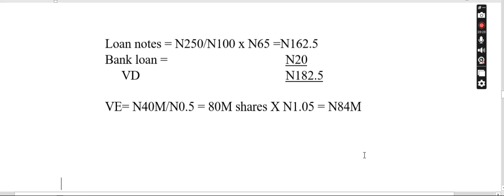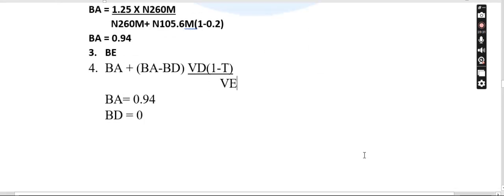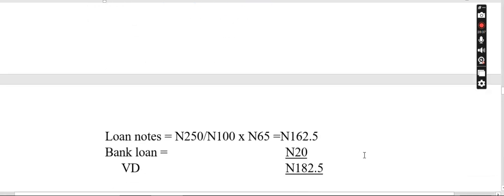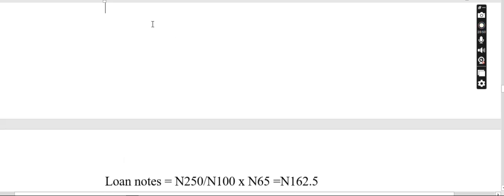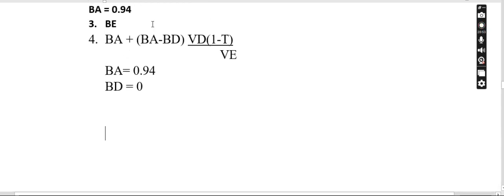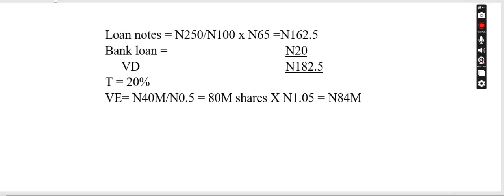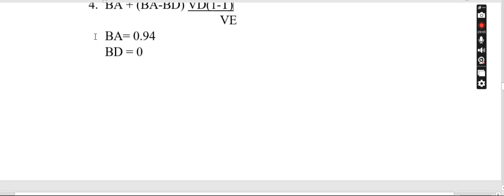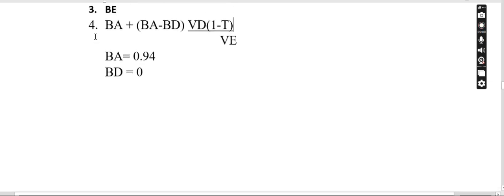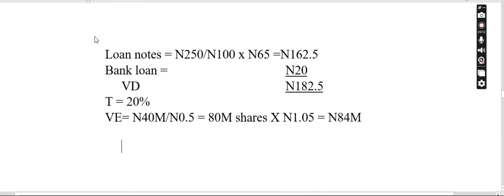Now, having gotten that, do we still need any other figure? No, we don't need any other thing. The tax rate is still the same. You can see tax rate, which is T, is still 20%. Please don't forget that the value of debt here is for the main company, and the value of equity that we calculated is also for the main company. So we can now insert all this in our formula. Now, just capture the formula.